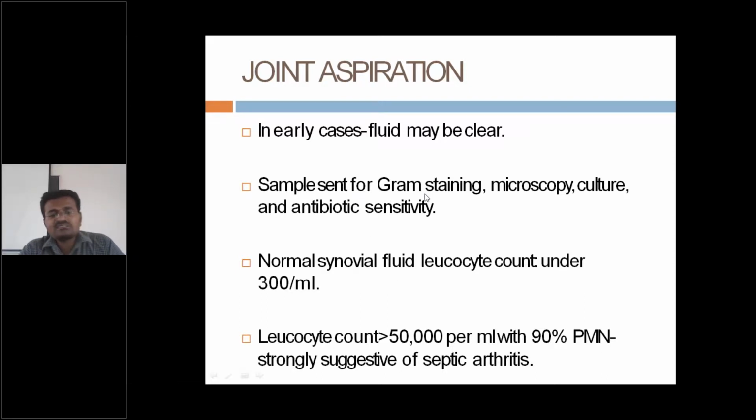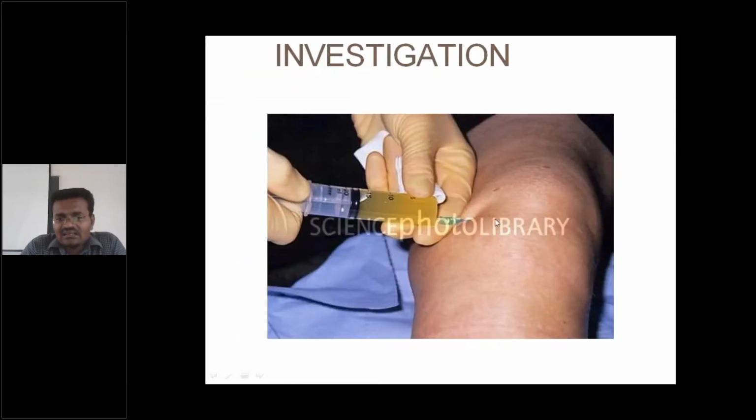It is sent for pathology for counts, whereas biochemistry is to look at protein and glucose. Why glucose? In infection, the glucose level will be decreased, very low. And microbiology is to stain and culture to know what organism infected our joint. So this is the aspiration from the supralateral pole of the patella.